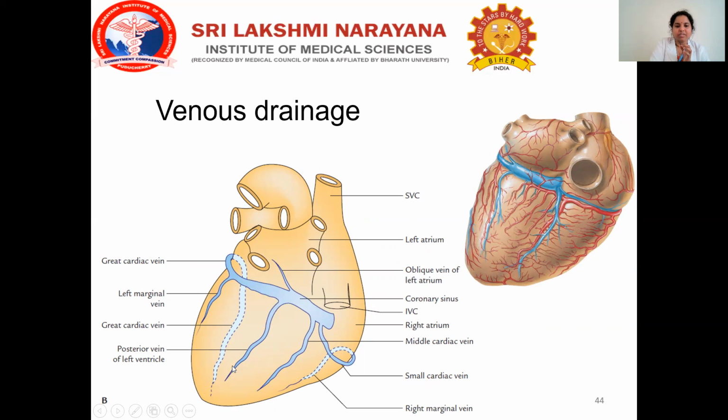Apart from that, the posterior vein of the left ventricle drains the posterior aspect of the left ventricle, and that also drains into the coronary sinus. A small vein drains the left atrium, called the oblique vein of the left atrium, and enters the coronary sinus. And the last, the middle cardiac vein, is present in the posterior groove for the interventricular septum along with the posterior interventricular artery. So the middle cardiac vein and the marginal vein open into the coronary sinus just before it opens into the right atrium.